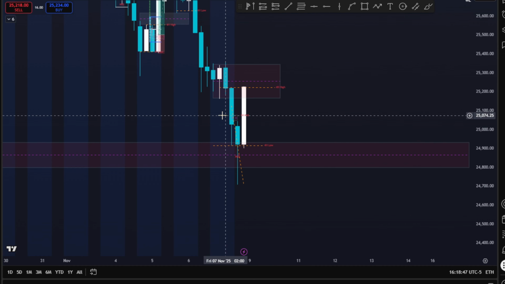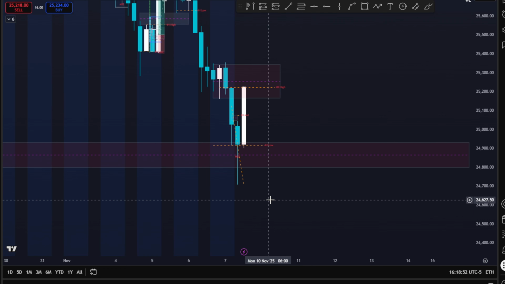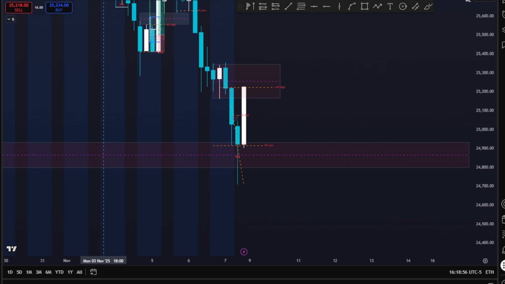If we want to go lower, it will fill the midpoint at least, consequent encroachment, and then go all the way down, continue lower. If not, it will go all the way to the 4 hour high. So it will fill all the way to the 4 hour high. And you can see it did that beautifully.